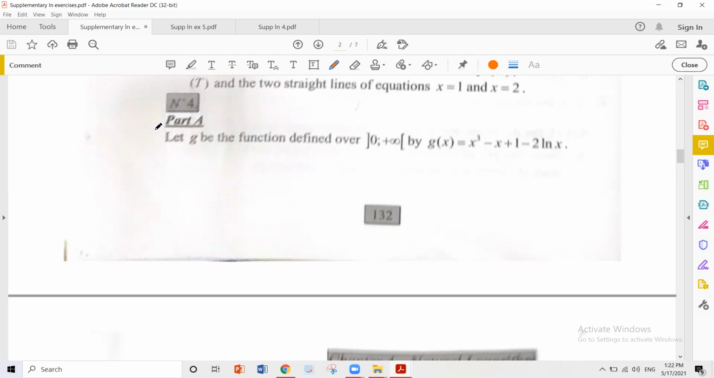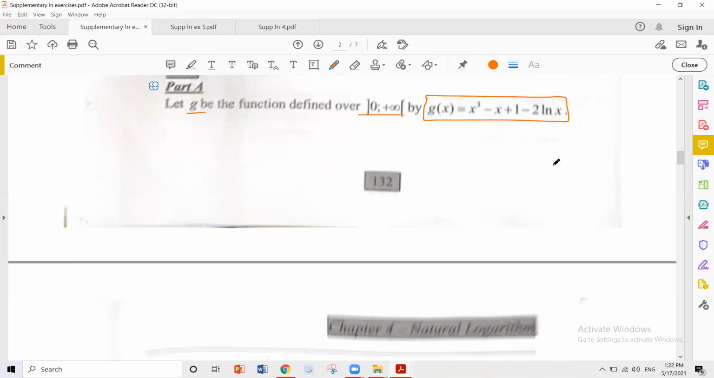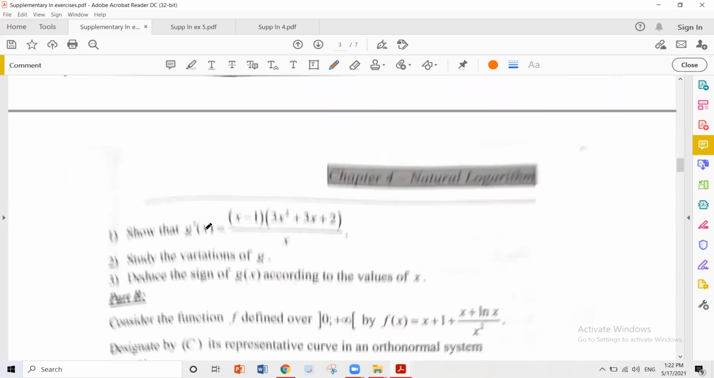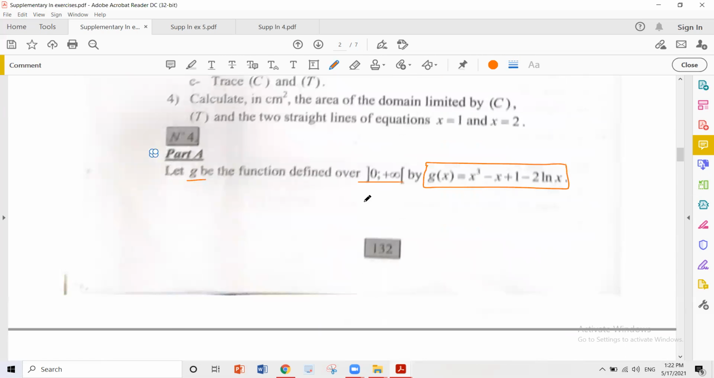Okay, let's start. Exercise number 4, part A. Let g be the function defined on 0 plus infinity by g(x) equals x cubed minus x plus 1 minus 2 ln x. Show that g prime x can be written in this form.